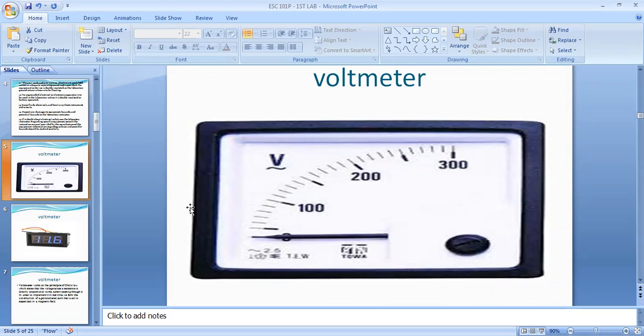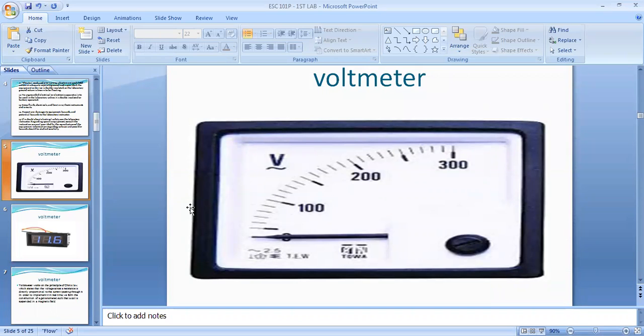So in the electrical engineering lab, we will use various types of measuring instruments. The first instrument that we will very frequently use in our electrical engineering labs is the voltmeter. It is the voltmeter. Okay.